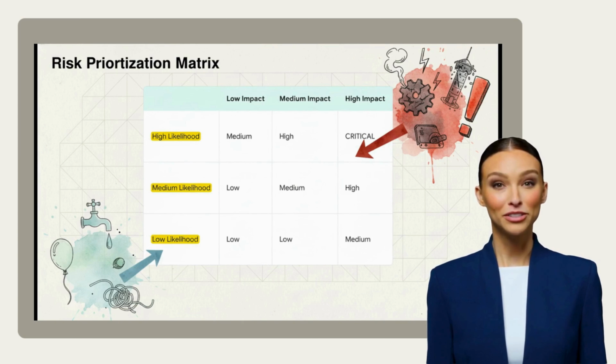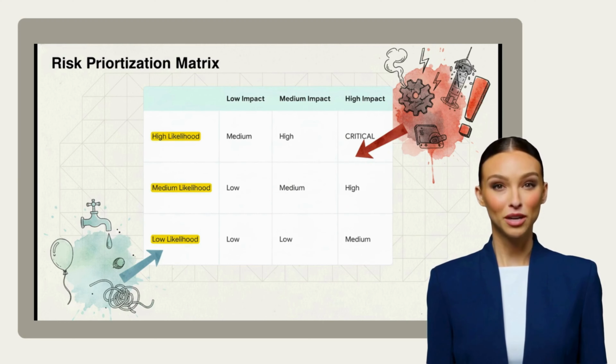With something like this, a simple risk matrix, it's super useful. All you do is plot the likelihood on one axis and the impact on the other. Something that's got a high likelihood and a high impact, that's up here in the top right, that's critical. Something with low likelihood and low impact, down in the bottom left, that's a low priority.